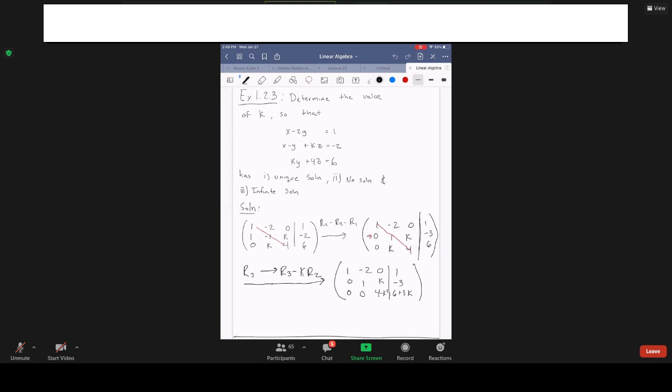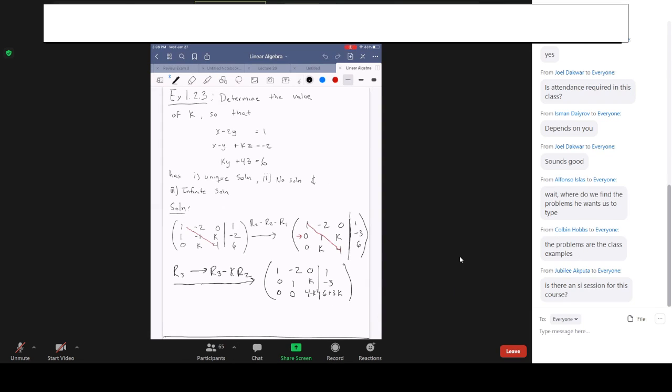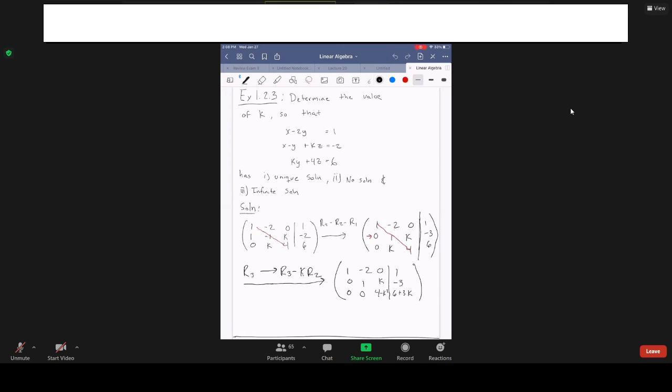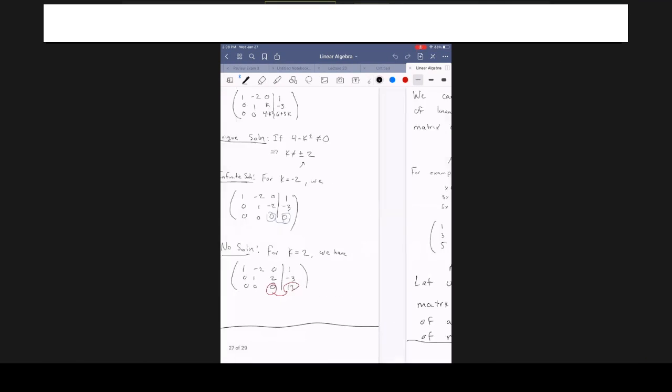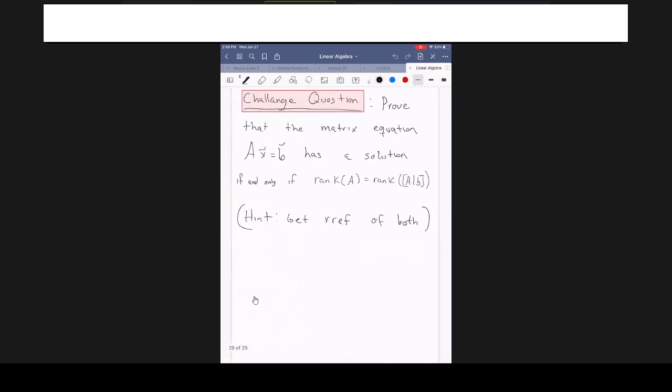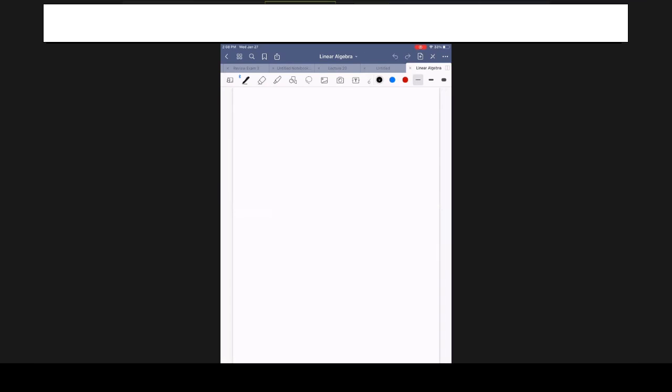Is there an SI session for this course? I actually don't know. I wasn't assigned a TA, so I'm not sure. There are tutoring options you can use, and the tutoring information is on the syllabus, if you saw all the stuff in there. Other than that, I don't think I got assigned a TA. Unfortunately, I'm only a graduate student, so I don't get one.